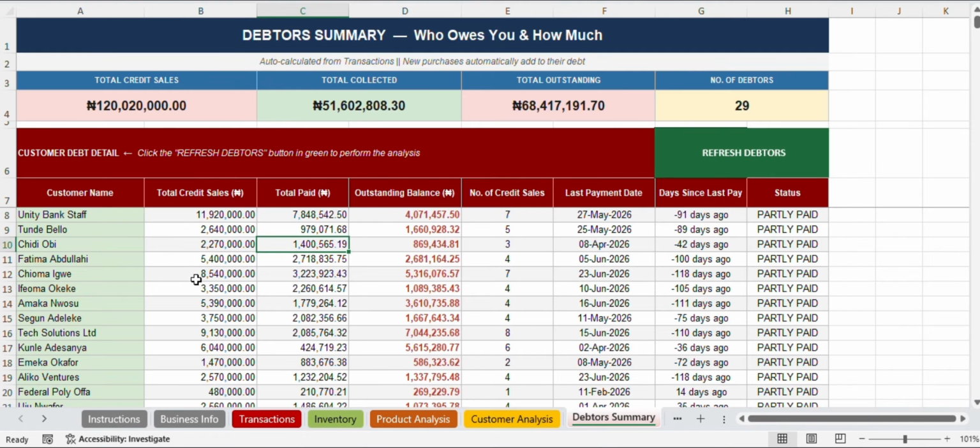When it comes to our debtor summary, we've seen that Unity Bank is owing us money. When I say Unity Bank, I beg, I don't want to put allegedly in this video, but you get my point. We're just looking at what we have. The customer name called Unity Bank is owing us money. And how do we know this?